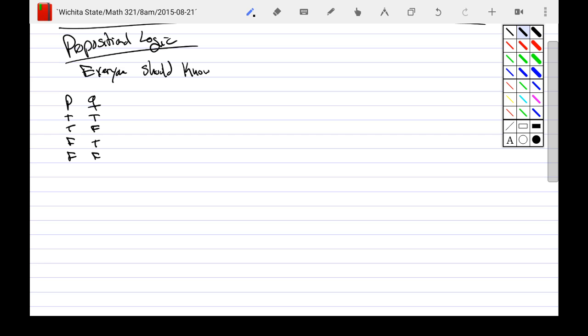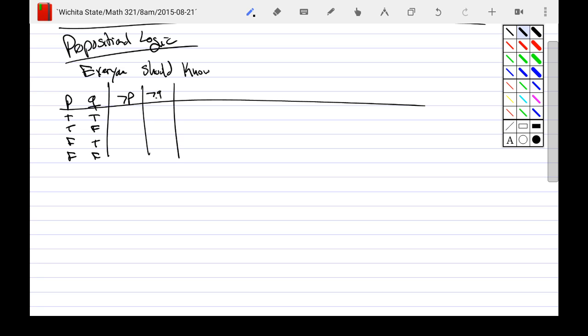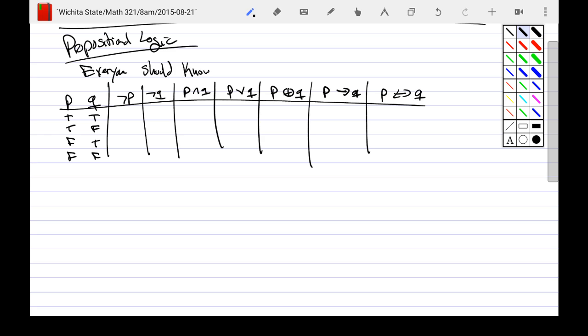Anyway, everyone should know certain things. And again, what is this table that everybody should know? You should know not P. You should know not Q. You should know P and Q. You should know P or Q. You should know if P then Q. And you should know P if and only if Q, right? You should be able to complete this truth table knowing exactly why and what is going on.